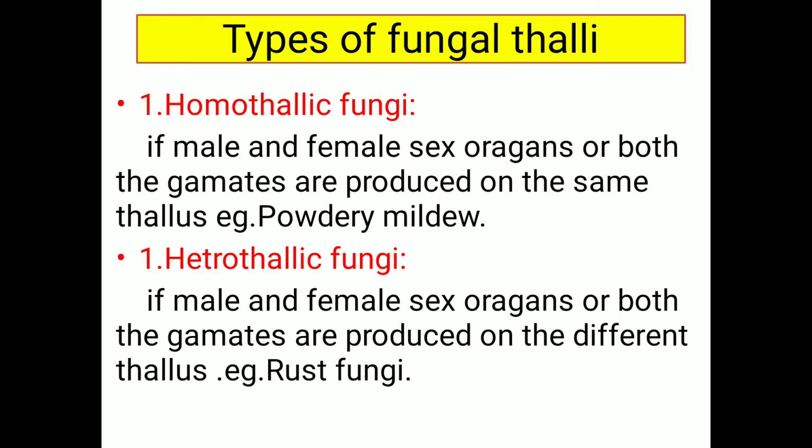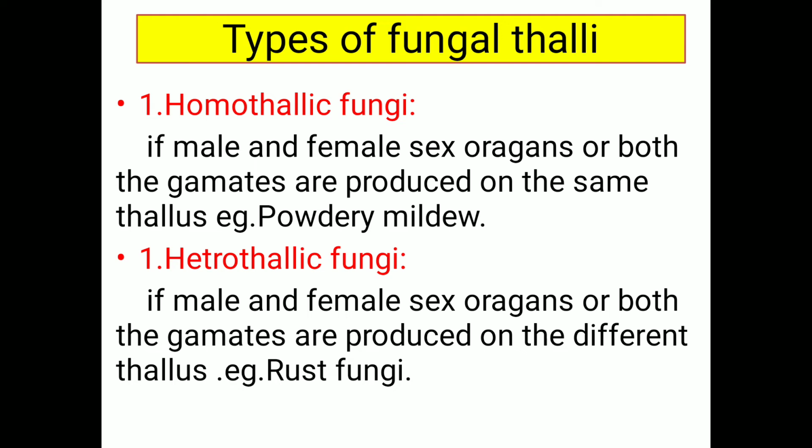Thalli are divided into two types. First one is homothallic fungi and second one is heterothallic fungi. Homothallic fungi means, if the male and female sex organs, or both the gametes, are produced on the same thallus, that means on the same body of the fungus, it is called homothallic fungi. Homo means same. The next one is heterothallic fungi. Hetero means different.